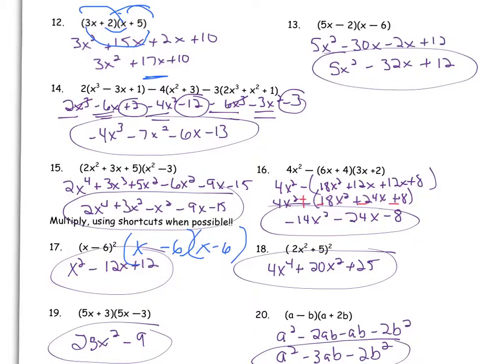Uh-oh, that's 12. That is not supposed to be 12. That is supposed to be 36. Oops. So 36 for my last, and then I multiply these 2 together and then double it. So here I have 2x squared squared to get 4x to the 4th, 5 squared to get 25, and then I needed to multiply 5 times 2x squared to get 10x squared, and then I needed to double it. And it looks like this is addition, so that's why this is addition.